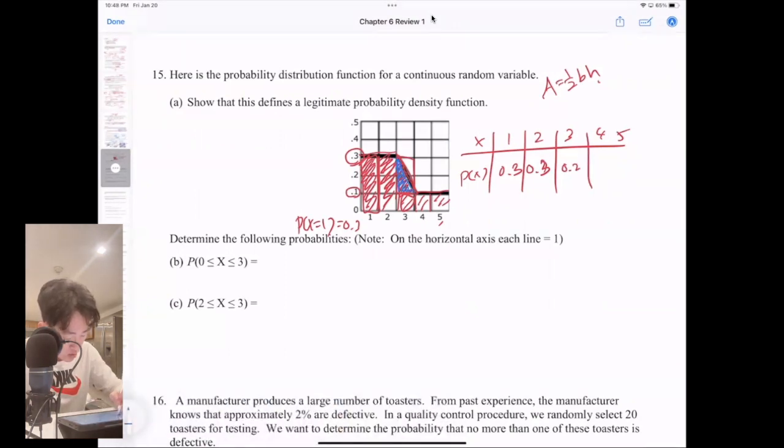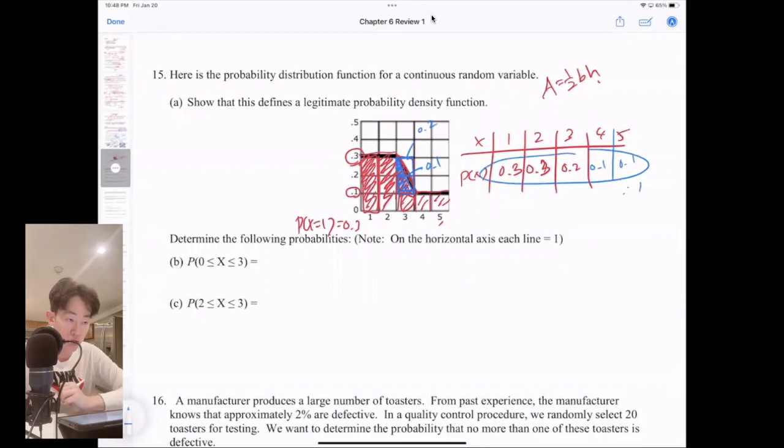This triangle right here only amounts to 0.1, because this entire rectangle, the 2 boxes, should be 0.2, but think of it as cutting in half. I hope that gives you enough idea for 3. 4 is easy, and 5 is easy. And lo and behold, they all add up to 1. So we're all good. Determine the following probabilities.